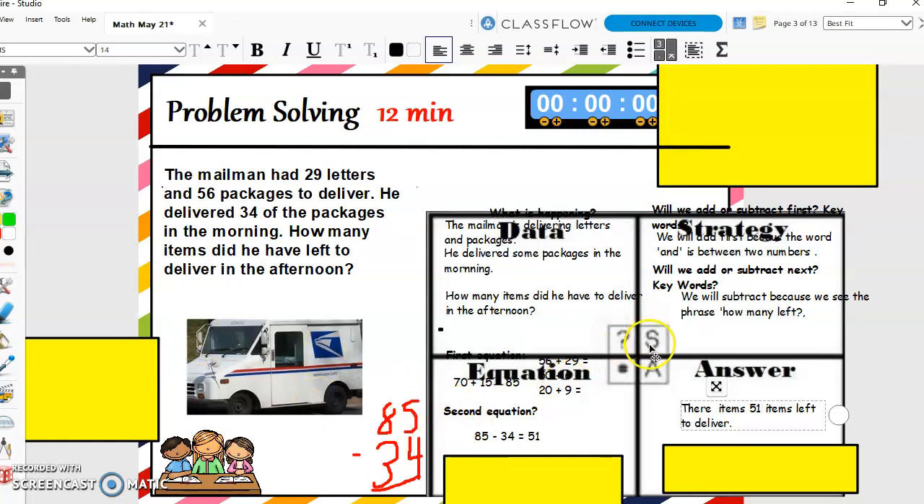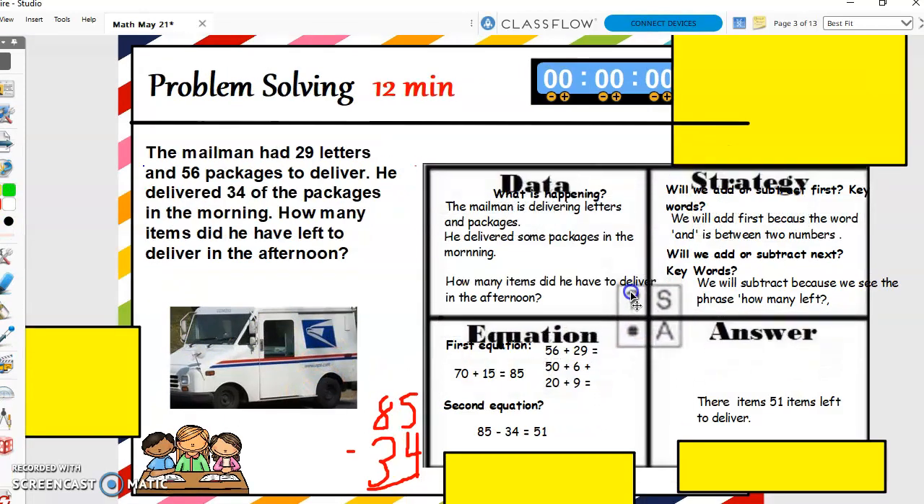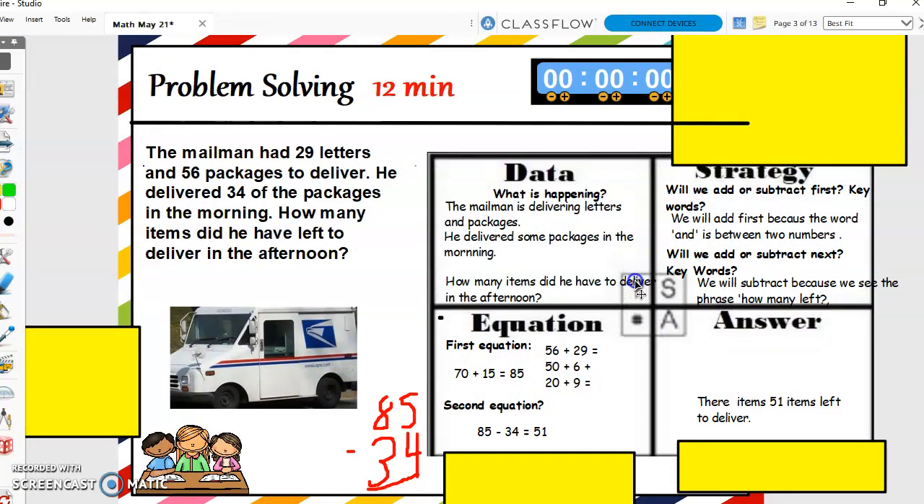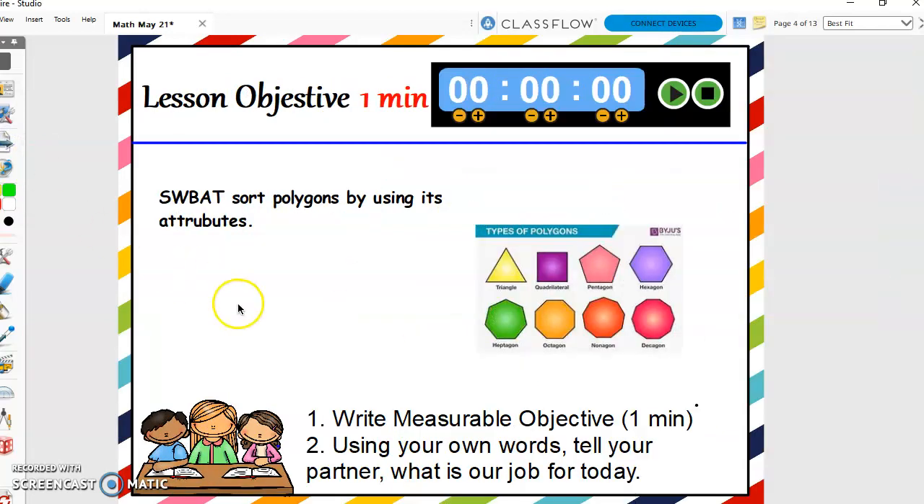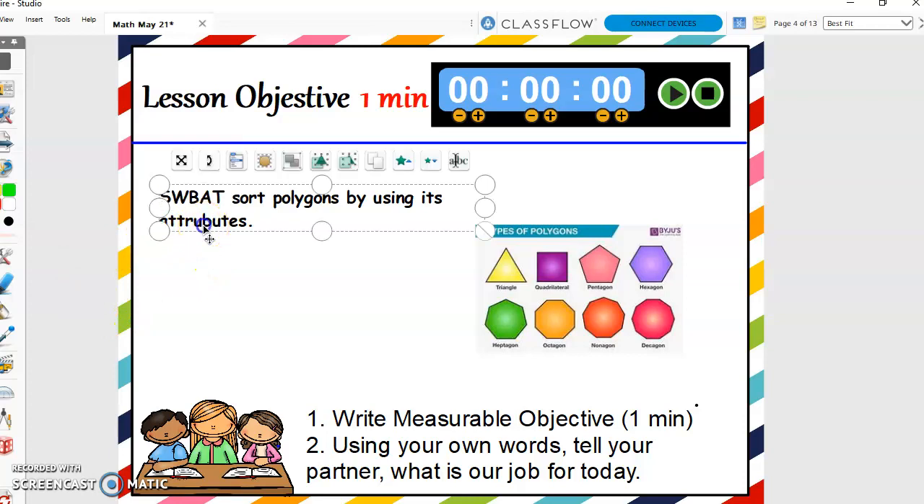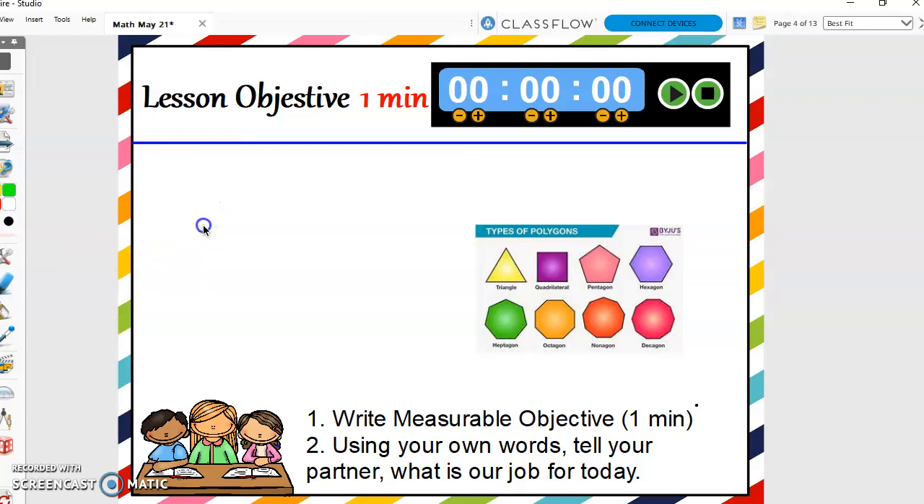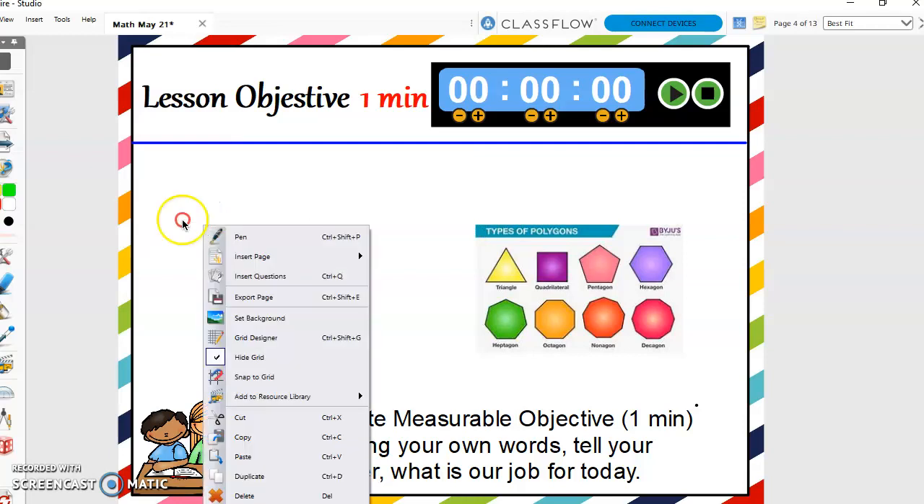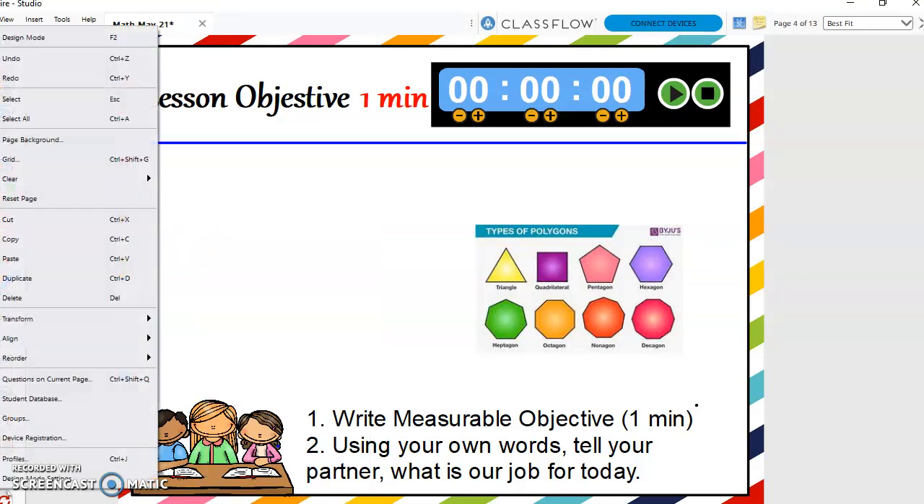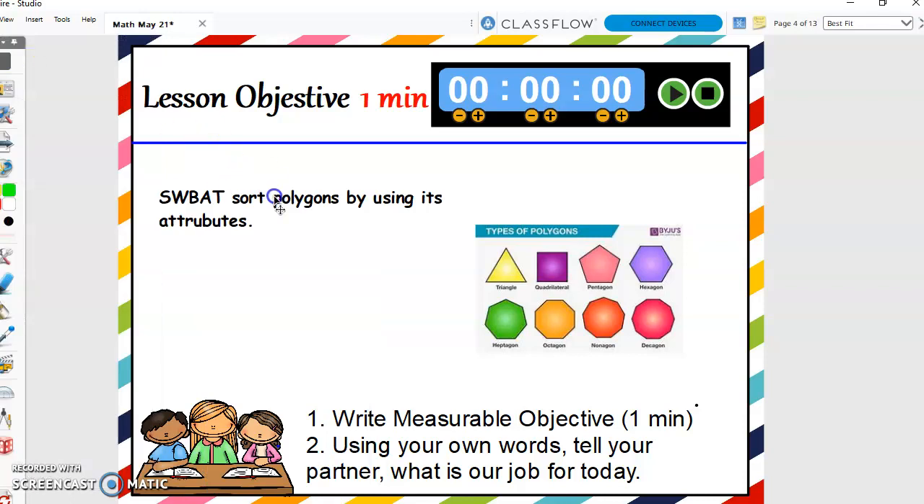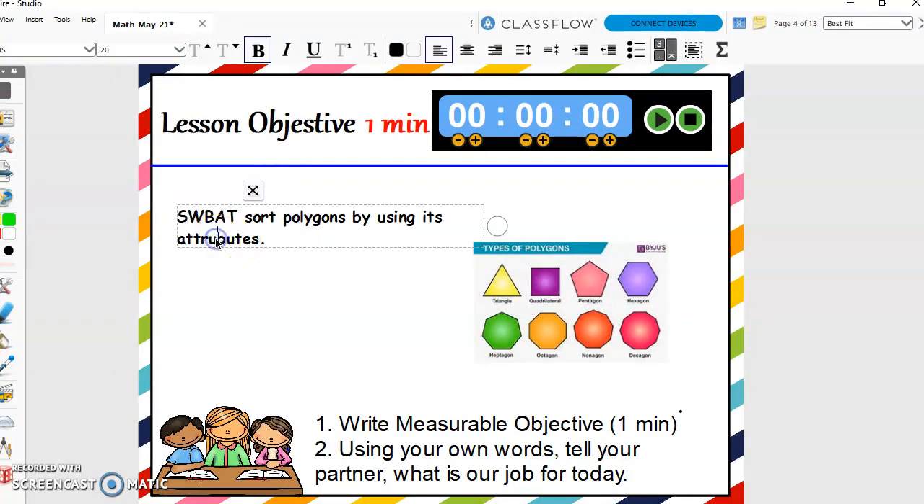If you want to talk with me about it, just remind me on Monday, and we'll talk about it. But for now, we're going to go on. We will sort. Students will be able to sort polygons by using its attributes. Yes, Miss Hoover's spelling is not so good. Let me see if I can undo that. There we go. I just want to change the spelling of attributes.